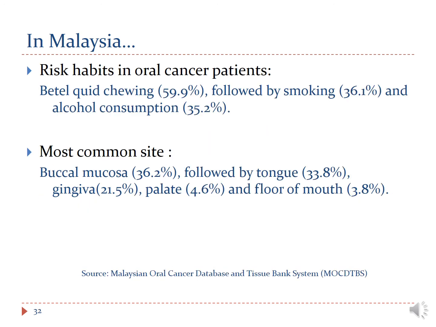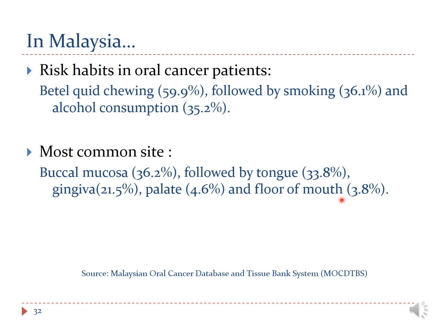Okay, and the risk habits in Malaysia for patients who develop oral cancer are: number one, the highest is betel quid chewing, which is seen in 59.9% of the patients, followed by smoking 36.1% and alcohol consumption 35.2%. The most common site where oral potentially malignant disorders or precursors of cancers can be seen in Malaysia has been identified as buccal mucosa, 36.2%, followed by tongue, 33.8%, gingiva, 21.5%, the palate, 4.6%, and the floor of the mouth, 3.8%.